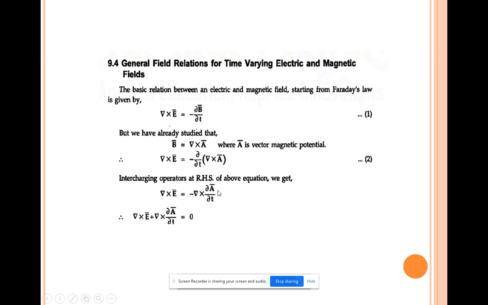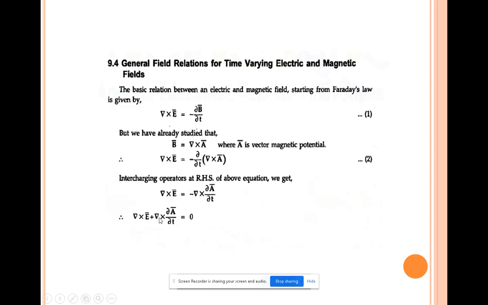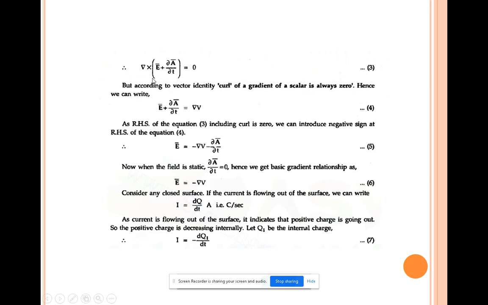Okay. So if we bring the minus sign to this side, it becomes plus. Del cross E vector plus del cross dou A vector by dou T equal to 0. So here del cross is common in both the terms. So bring del cross outside the bracket: del cross of E vector plus dou A vector by dou T equal to 0.